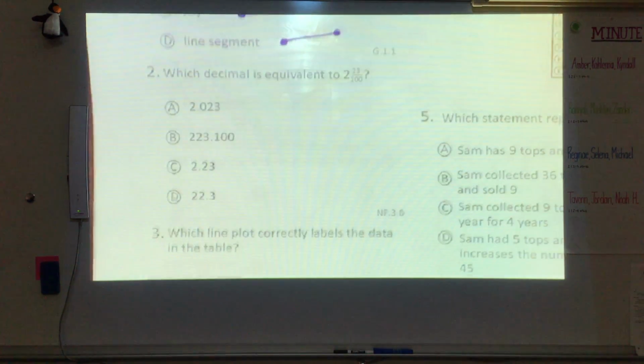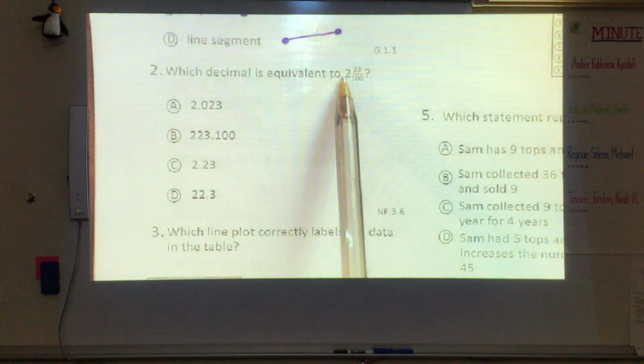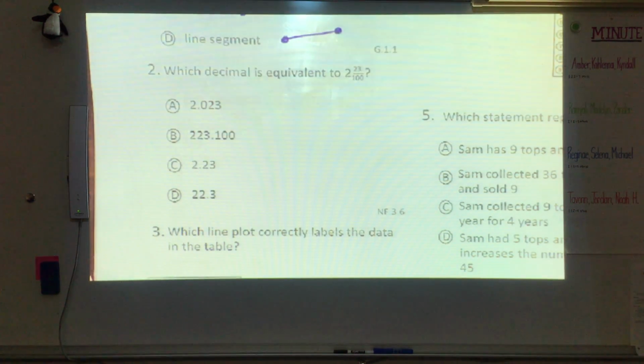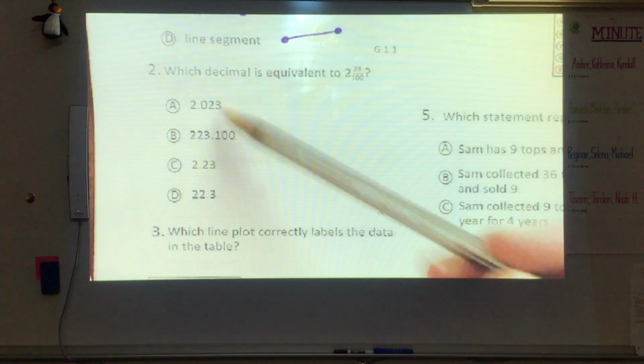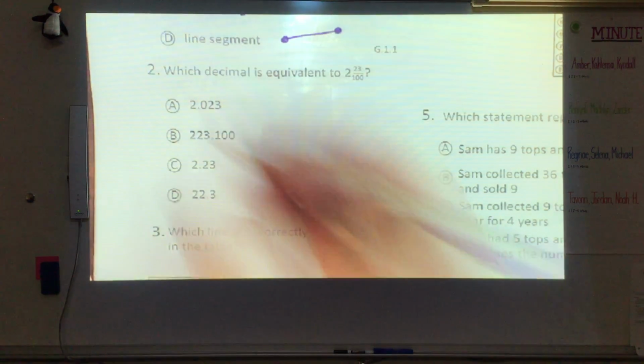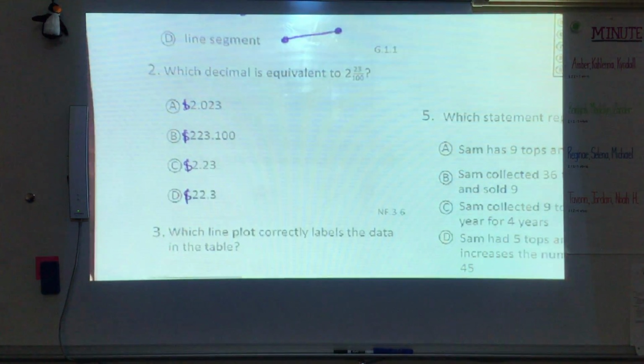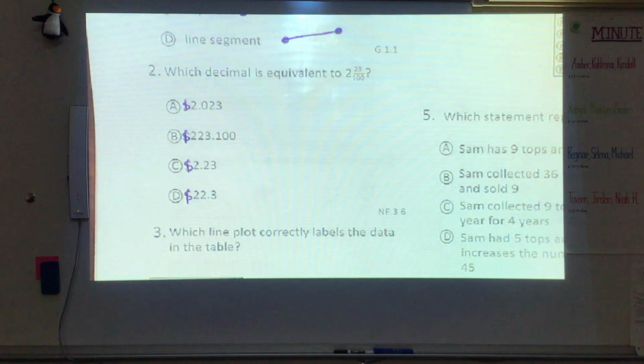Nice. All right, so which decimal is equivalent to 2 23/100ths? Oh, is that like saying I have 2 wholes and 23 pennies? So yeah, $2.23. That's a great way to look at that. So which one of these answers looks like $2.23? You know what we could do? We could put little dollar signs in front, maybe. Which one looks like $2.23 to you, Miss Hancock?